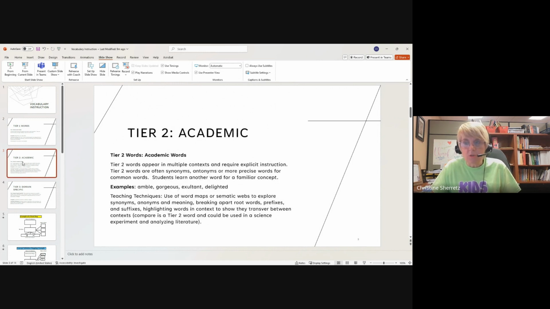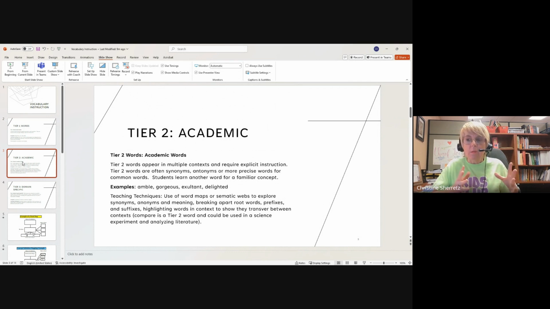Then we get to tier 2 words. Tier 2 words are our academic words. They appear in multiple contexts and they do require explicit instruction. Many times, tier 2 words are synonyms. They have synonyms and antonyms, or they're more precise words for a common word. So, students learn maybe another word for a familiar word. So, instead of saying pretty, they might learn the word gorgeous. Instead of walk, they might learn the word amble. So, exultant, delighted, those are all tier 2 words or more academic words.